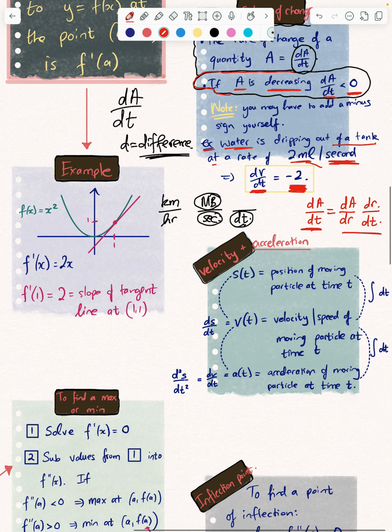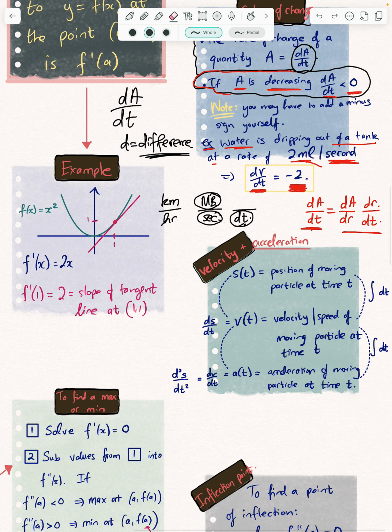Velocity and acceleration. If s(t) is the position of a moving particle at time t, if you take its derivative, you get ds/dt, which is the velocity, or the speed, of the moving particle. And if you take another derivative, you get the acceleration. So the acceleration is dv/dt, but it's d²s/dt². It's two derivatives away from the position, okay?